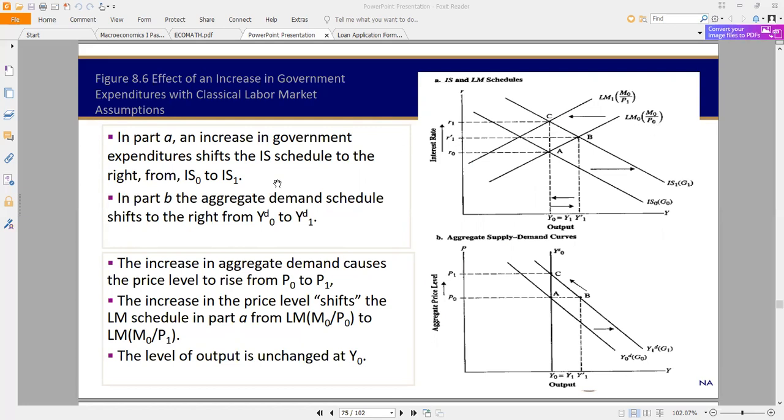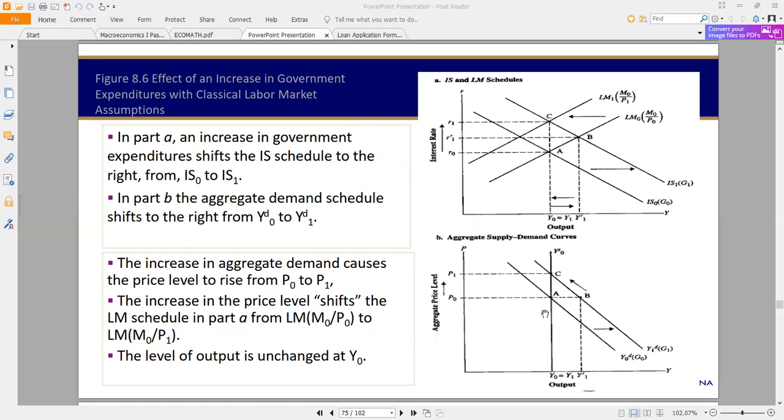Now, just assuming there's an increase in government spending. If there's an increase in government spending, we know that the IS curve is going to shift to the right. So the IS curve shifts, and the new equilibrium is going to be at point B. At equilibrium point B, the interest rate will go up, right? And there's an increase in income from Y0 to Y1 prime.